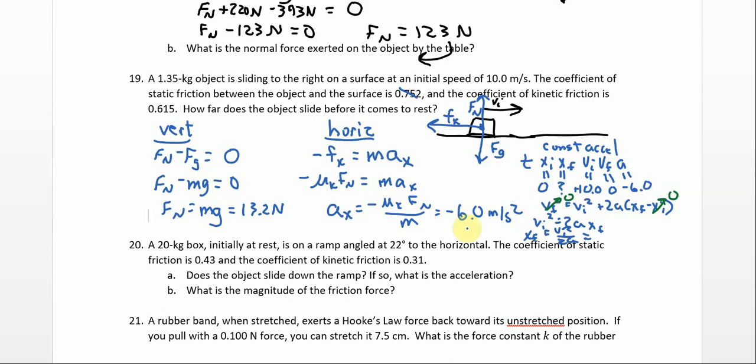And I get negative 8.3. Whoops, I'm sorry. So actually, when I solved for this, there was a negative here. So it's negative vi squared over 2a, and a itself is negative, so the two negatives cancel. So it's actually positive 8.3 meters. So it will slide for 8.3 meters before it comes to a rest. Okay.